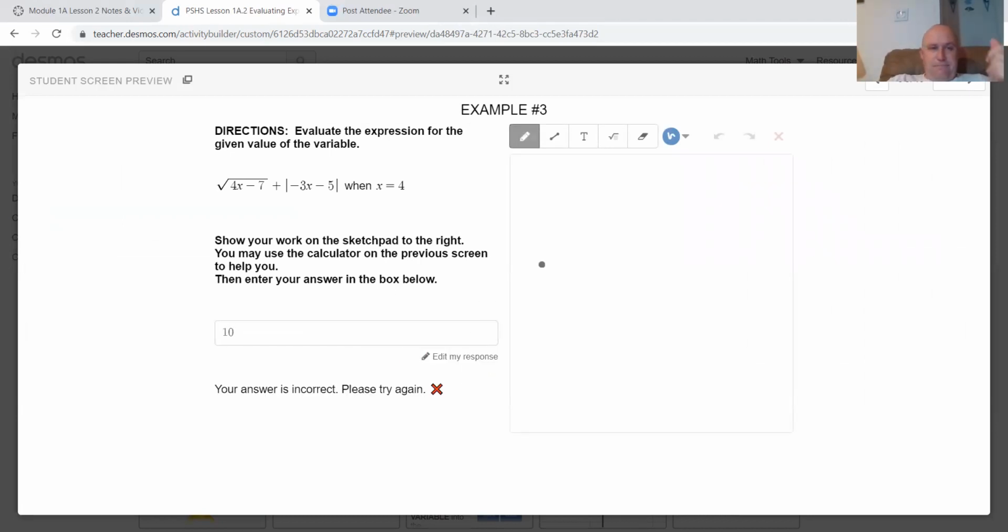Answer is incorrect. Now there could be a mistake, so I'm going to check by hand. 4 times 4 is 16, minus 7 is 9, and the square root of 9 is 3. 3 times 3 is 9. When I do this, I get -12, minus 5 is -17. And apparently I did make a mistake. I guess I must have copied down the question wrong. Let's take a look. 3 plus absolute value makes something positive. So instead of having -17, we would have +17. And 3 plus 17 is 20.